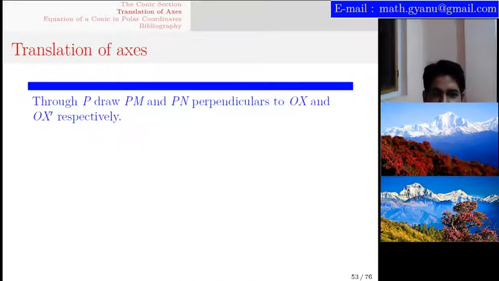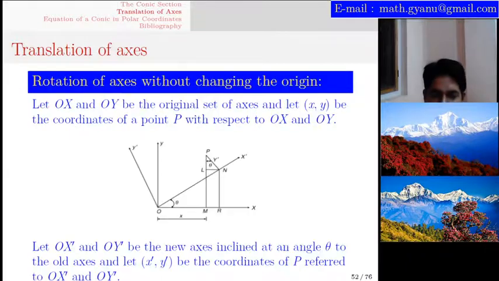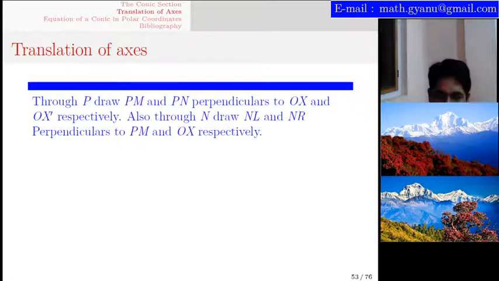Through P, draw PM and PN perpendicular to OX and OX prime respectively. The figure is not shown here, so first of all, I suggest you draw this picture, pause this video, draw it clearly in your copy, then see the explanation on your screen.